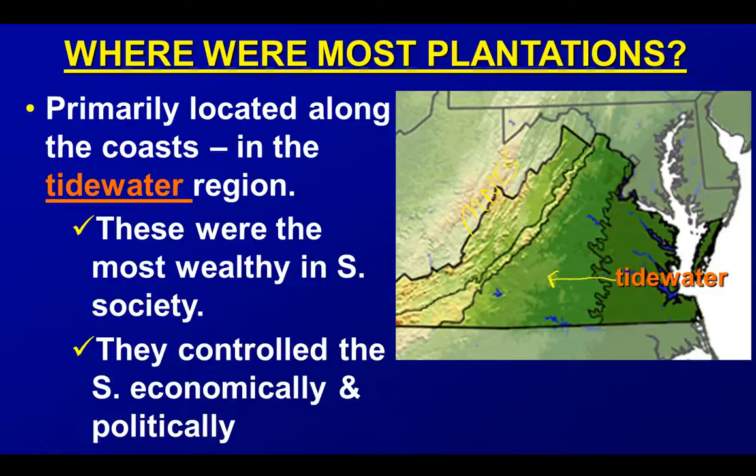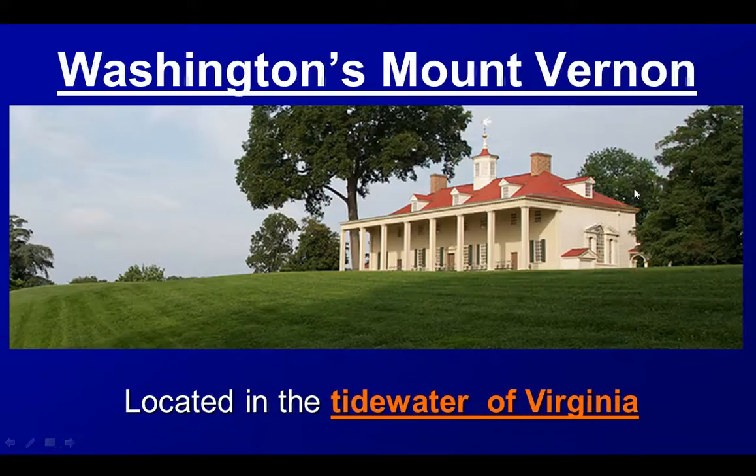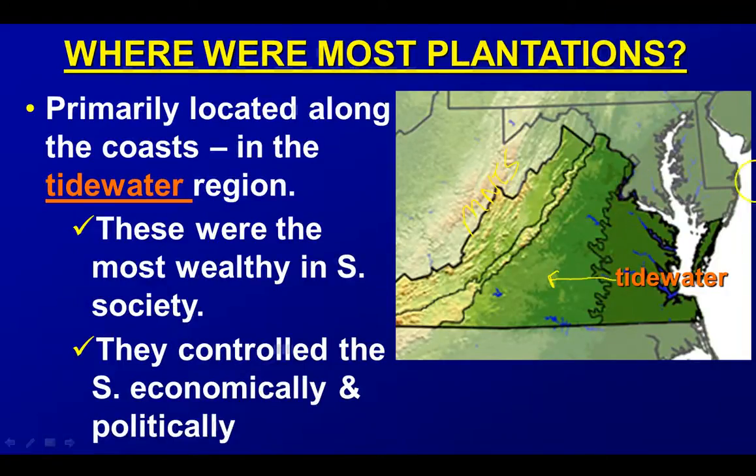Where are most of these plantations? Most of these plantations are in this location, in this place called the Tidewater. And one of them that is significant that we'll talk about in a second is George Washington's Mount Vernon. It is right, if you get the arrow to come up, right there, Washington, D.C., that little square right there.